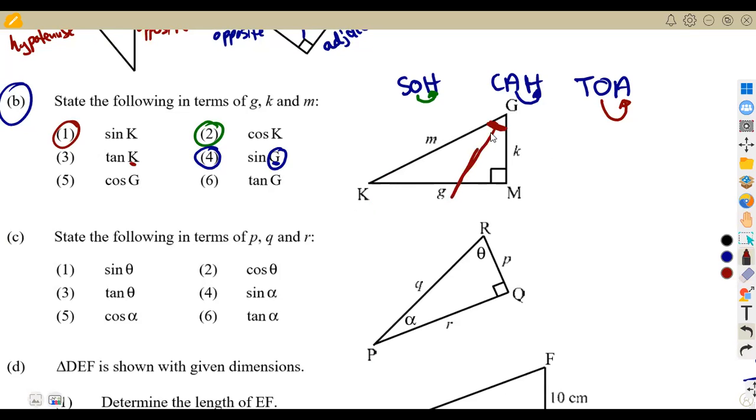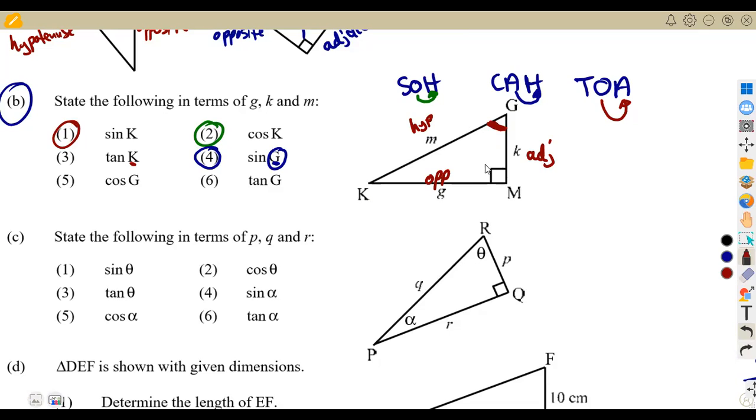What does this G represent? This is the opposite. It faces the G, so we are going to have the opposite, all right? The one that faces 90 degrees, like I said, does not change. That is our hypotenuse. And this side K, which is the one where the angle G and 90 degrees are found on the same line, they are sitting together on this line. So that is the adjacent side. You refer to that as the adjacent.